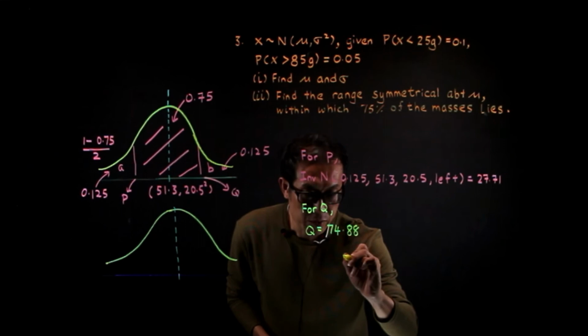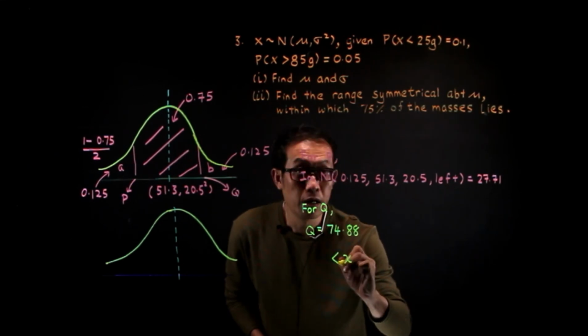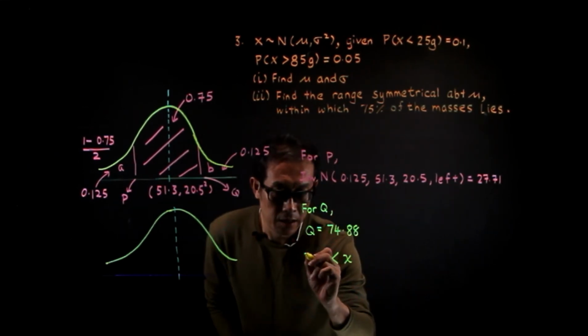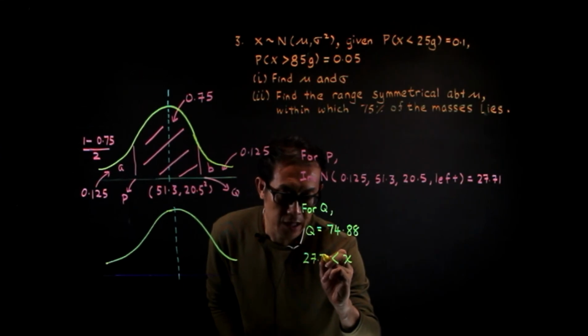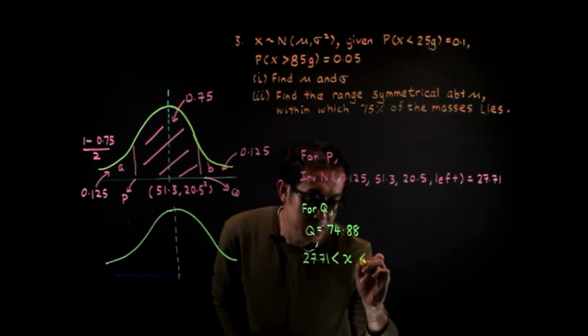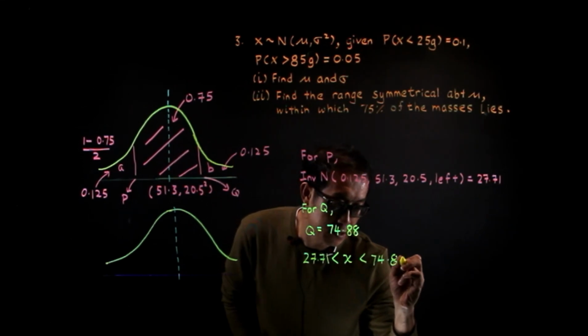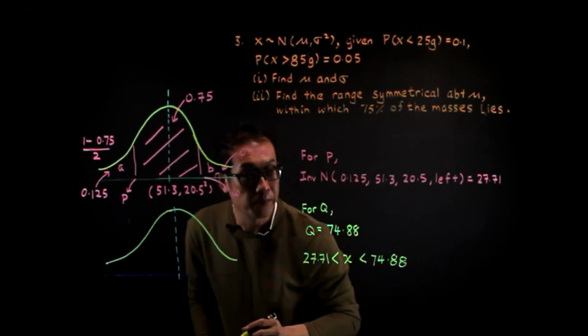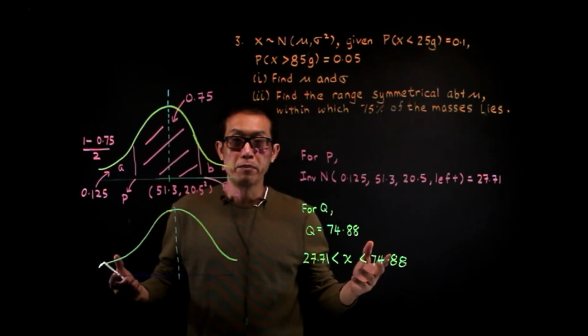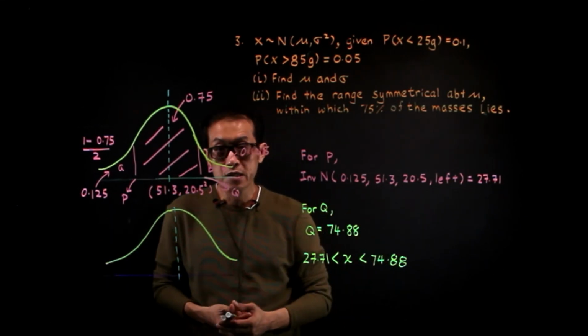So what is the range of values about mu? The range of values will be x greater than 27.71 but smaller than 74.88. Okay. For that, we have completed all the 3 questions.